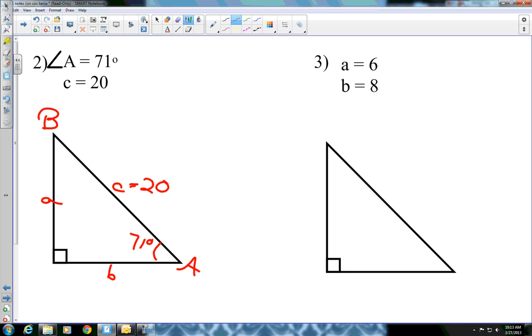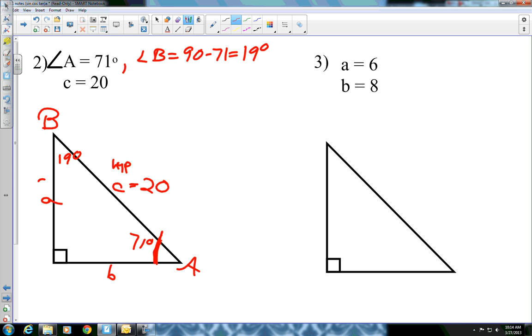So let's do the angle first. Angle B equals 90 minus 71, which is 19 degrees. Okay, so go to your given information. My given angle is angle A, 71 degrees. So what is C relative to that angle? That is the hypotenuse. Okay, so let's find A first.